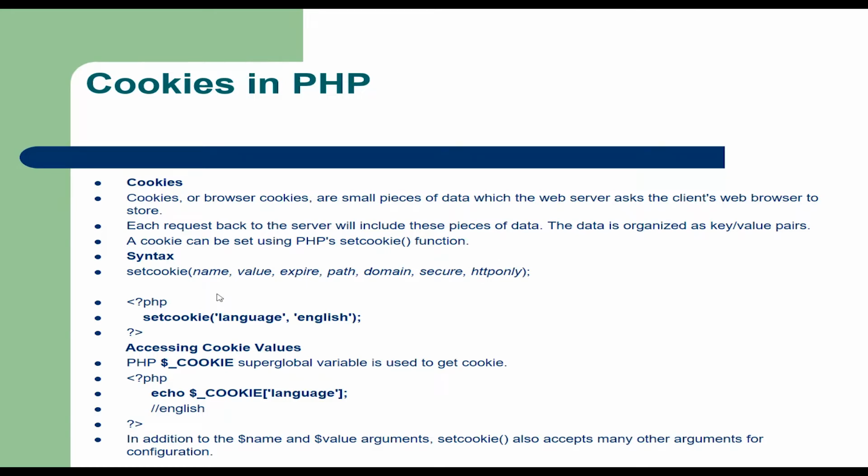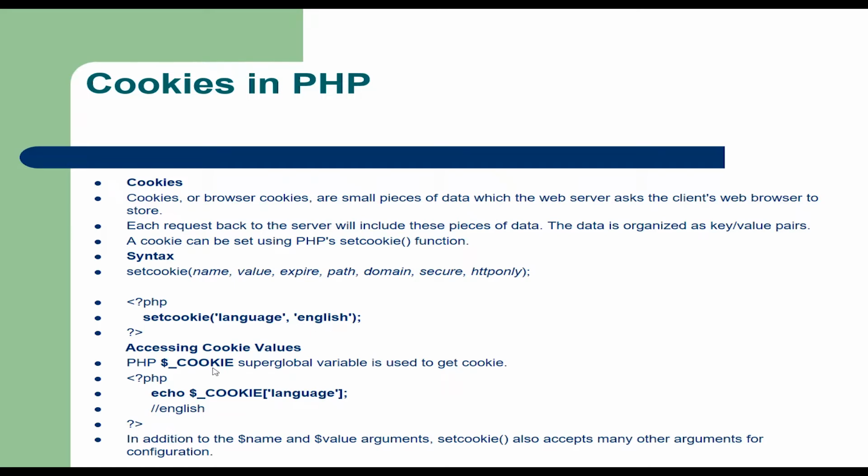Suppose a user on our website selects the language and we want to store this information in the browser of the user. We'll set it like setcookie, and inside that we'll use the name of the cookie, that is language, and next the value. This method will set the language cookie inside the user's browser.